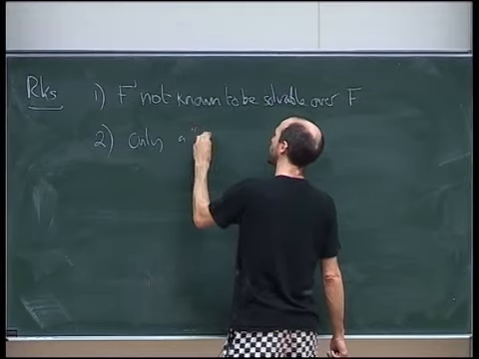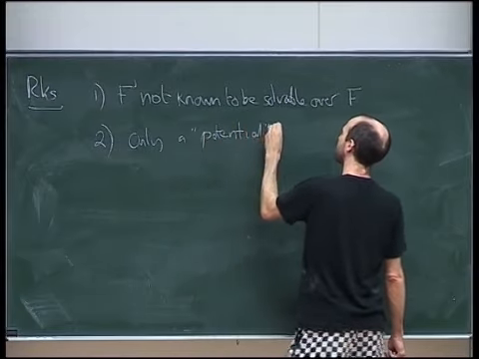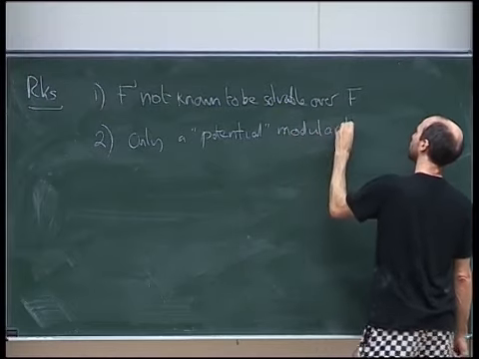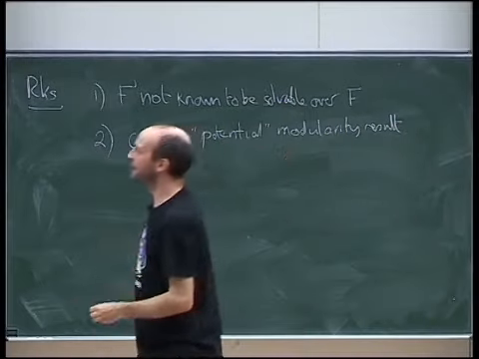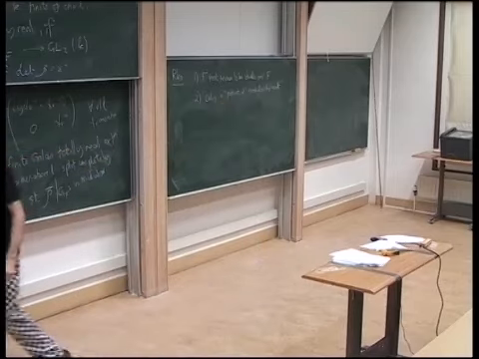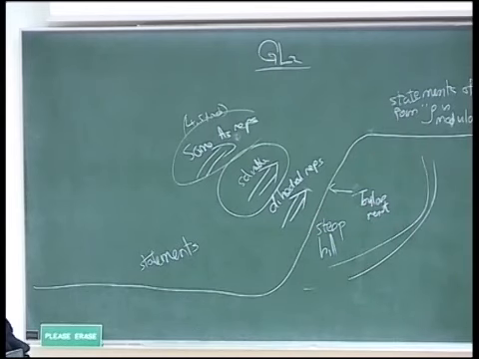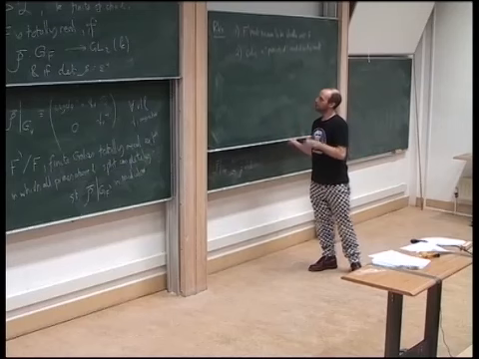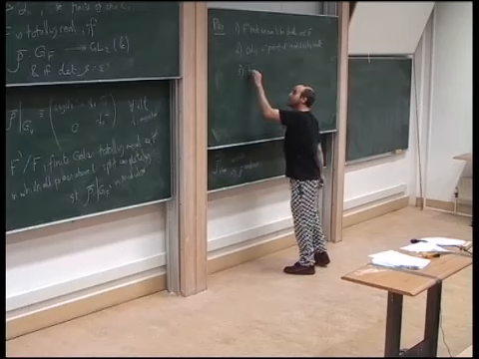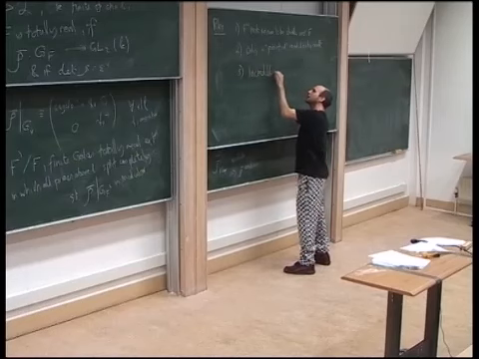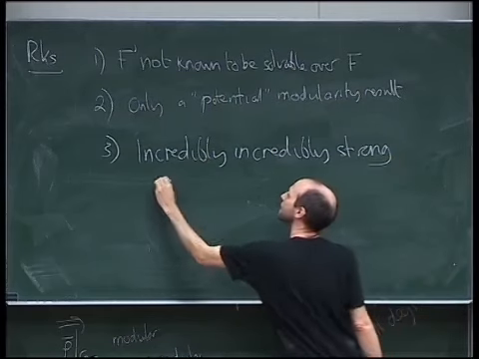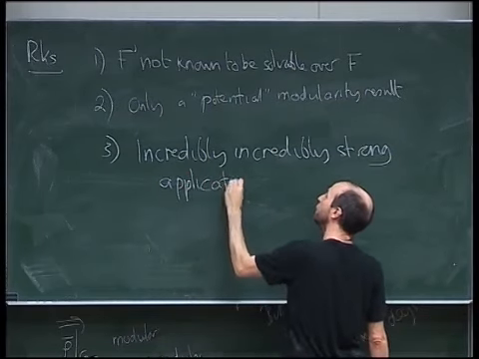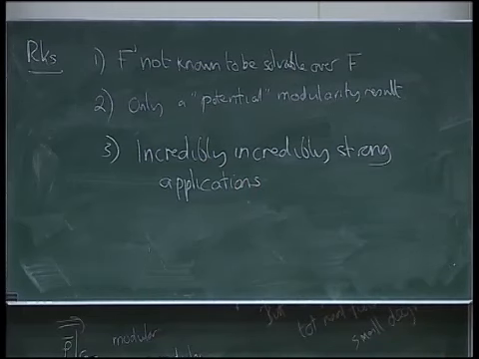Only a potential modularity result. So, how far up the hill is it really? Somehow it's not going up there. He's going a different way. Taylor's forging his own path by formulating a potential modularity result. But it has incredibly strong applications, which is why he proved it. Well, which is why he wrote it down.